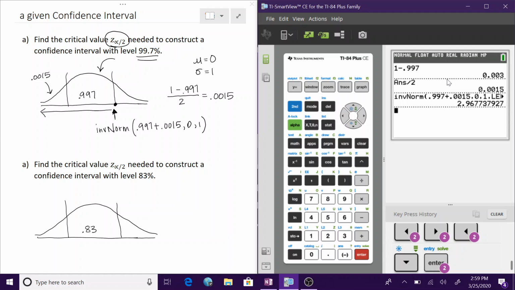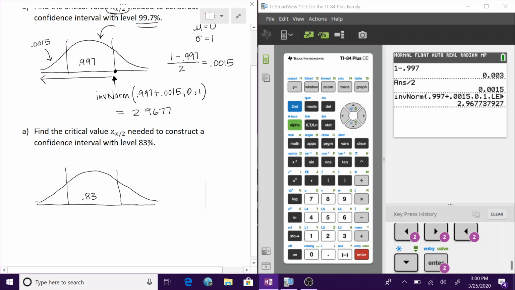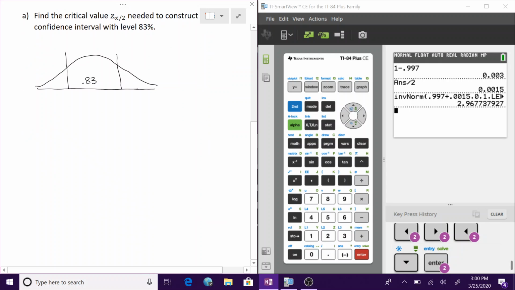So the z-score, the critical value that we find to construct a confidence interval with level 99.7, is going to be 2.9677, depending on how many decimals your problem asks for. Now we can do this exact same thing with our second part here.